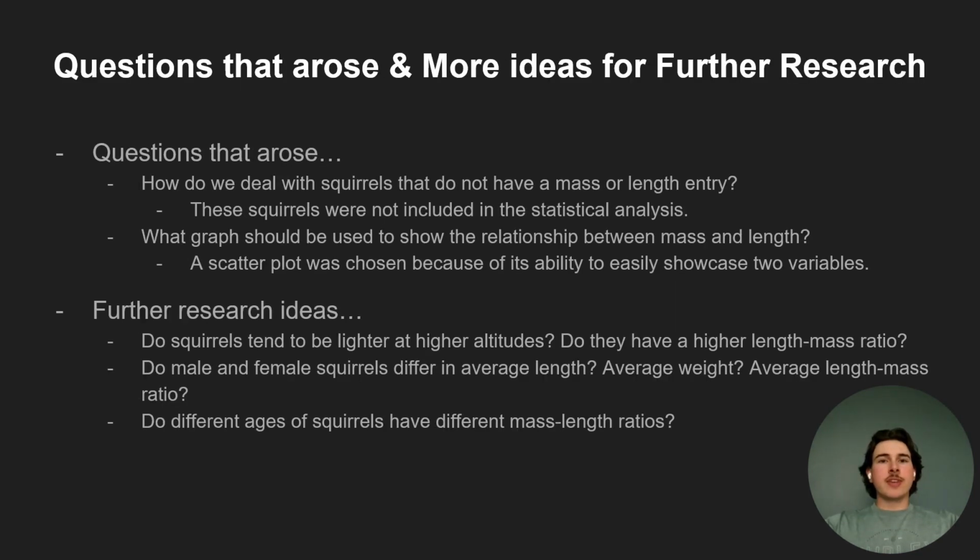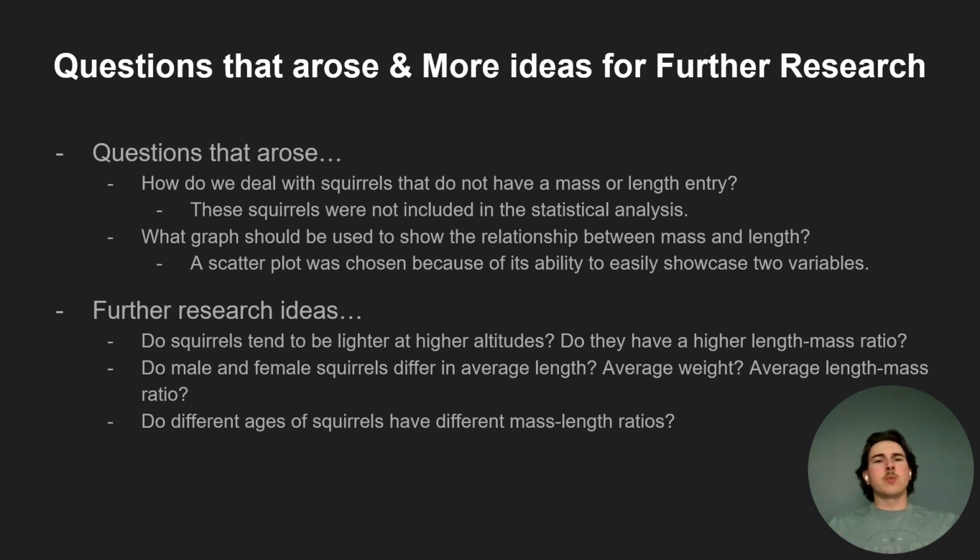So some questions that came up when I was actually doing this study. Number one, how do we deal with squirrels who don't have any mass or length entry? I just chose to not include them at all because I didn't want to infer how much they weigh or try to do a proportion and then guess. It was just easier to throw out anything that didn't have a mass or length. We kept going with the statistical analysis with the complete samples.